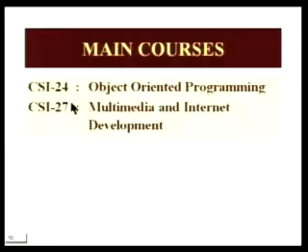2 are theoretical courses. One is CSI 24, called Object Oriented Programming, and the second one will be CSI 27, called Multimedia and Internet Development. It is basically a mix of both computing as well as multimedia related courses. So there are 2 theory courses and 1 major project which you have to do.